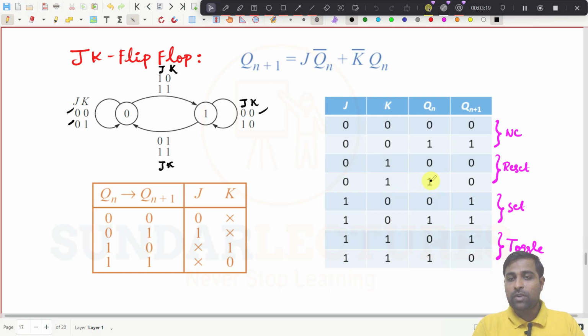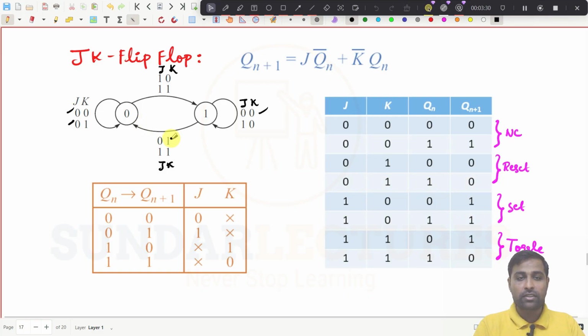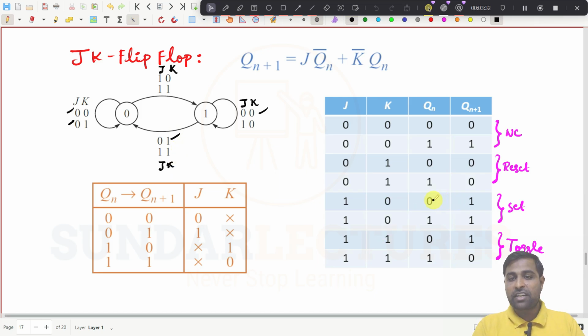And if present state is 1, next state should go to 0. And what should be the condition? It is 0 1, J is equal to 0, K is equal to 1. This condition. And if present state is 0, next state should go to 1. And what should be the condition? 1 0. See here, 1 0. And if present state is 1, next state should be 1. And what should be the condition? 1 0. So present state is 1, next state is also 1, so it is 1 0.